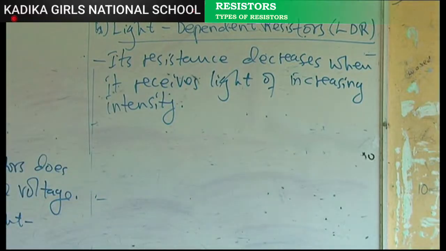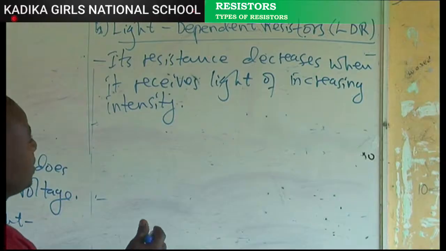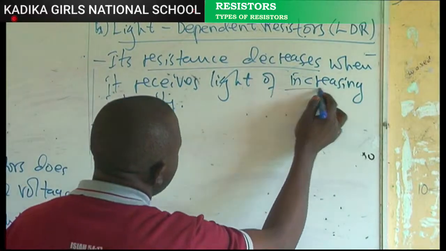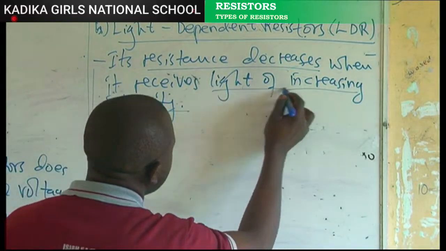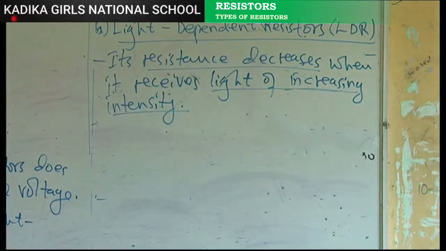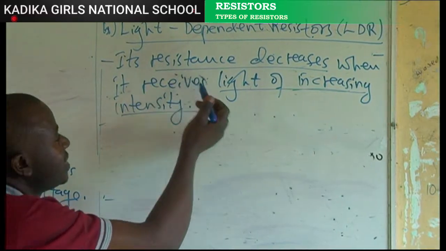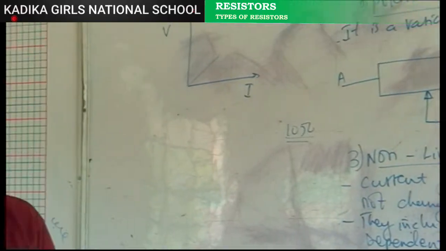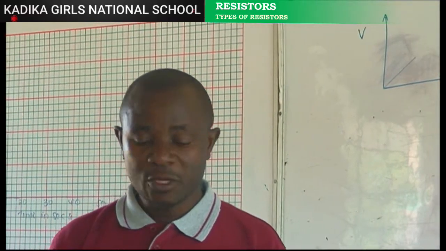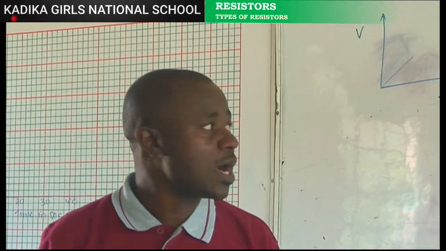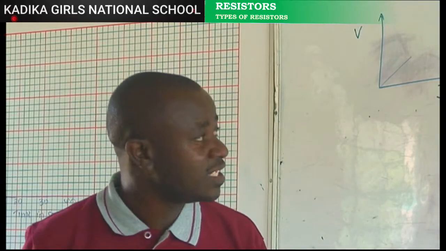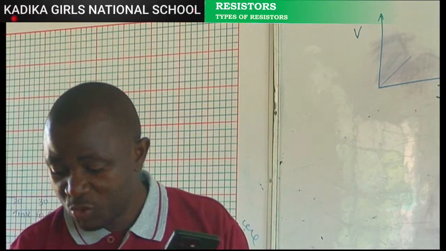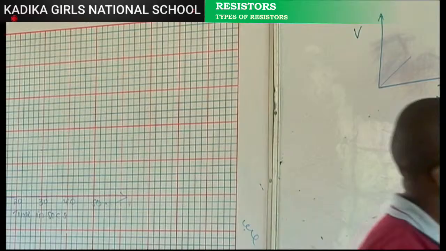If the intensity of light is higher, then the resistance decreases. When the intensity of light increases, the resistance of these light dependent resistors actually decreases. So the higher the light intensity, the lower the resistance for this LDR, the light dependent resistor. And this one is going to have this particular symbol here.